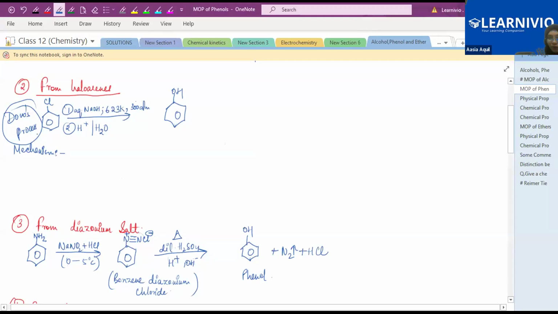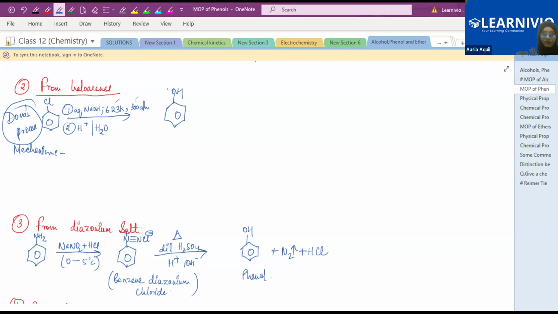Okay, so this is a chlorobenzene. In the first step, what do you do? You treat it with aqueous sodium hydroxide at this temperature and this pressure, and in the second step, followed by acidic hydrolysis, it will give you a phenol. Now let's understand the mechanism. What is the mechanism here?